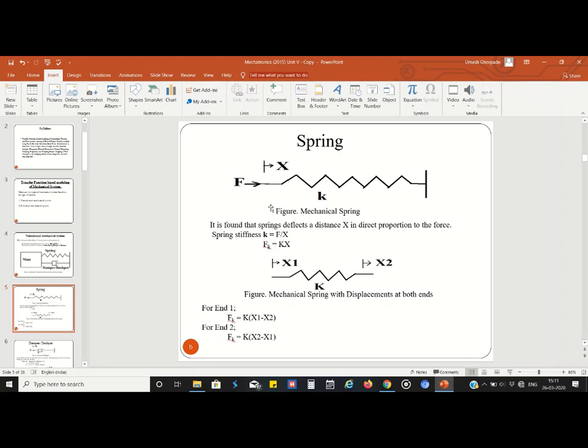In the first case, the spring is connected to ground and the other end is connected to the applied force. In the second case, both ends of the spring are open, so there are two displacements x1 and x2. So when we take one end, Fk equals k, that is the stiffness, into displacement x1 minus x2. For end 2, we consider first x2 and then x1.